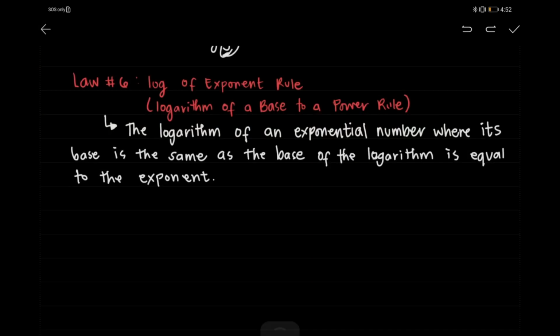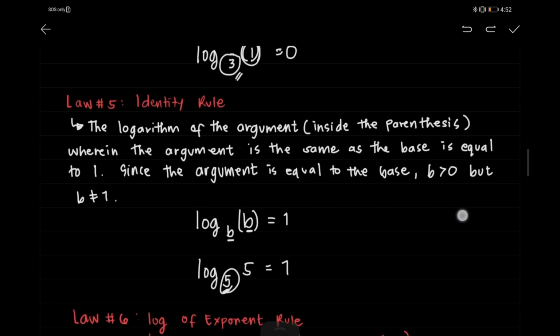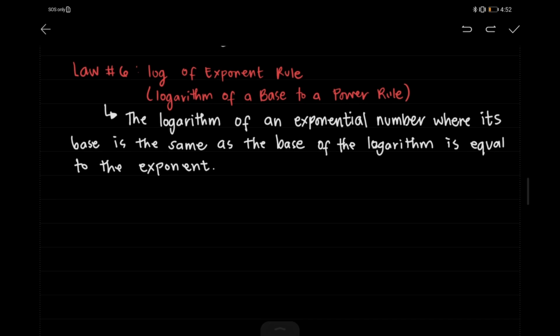Let us proceed to law number 6. This is what we call the logarithm of the exponent rule, or the logarithm of a base to a power rule. It states that the logarithm of the exponential number, where its base is the same as the base of the logarithm, is equal to the exponent. Law number 6 is almost the same as the identity rule, but with an exponent. So we have the logarithm of our number, which is the base, with an exponent. Our exponent is represented by the letter n, and our number here is also equal to our base. If these things happen, the answer is equal to the value of our exponent.